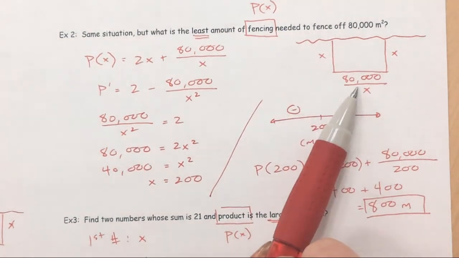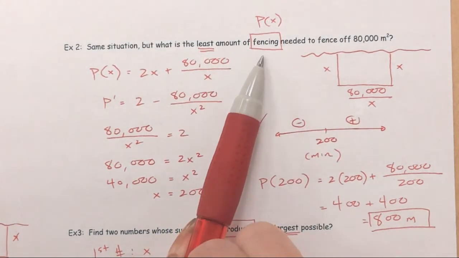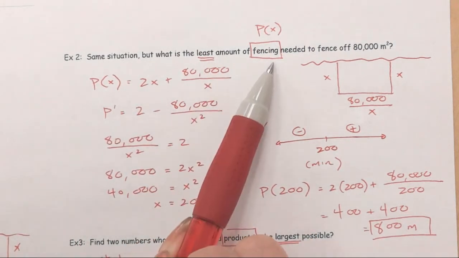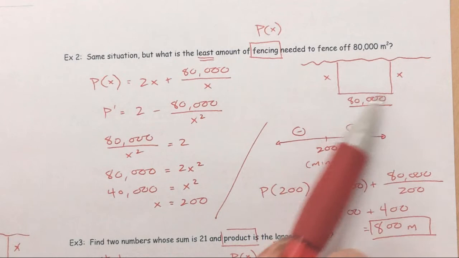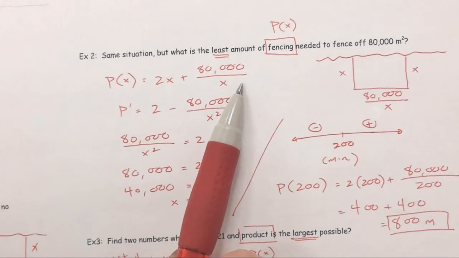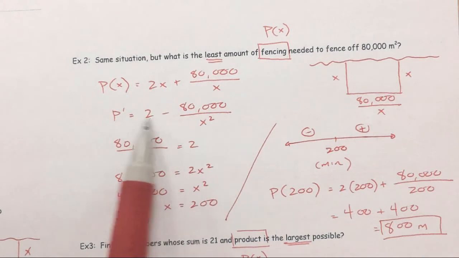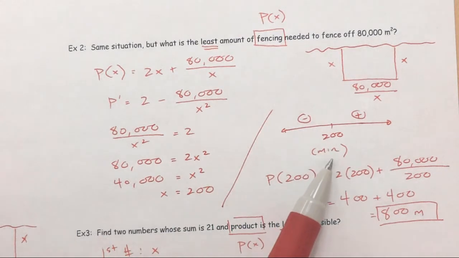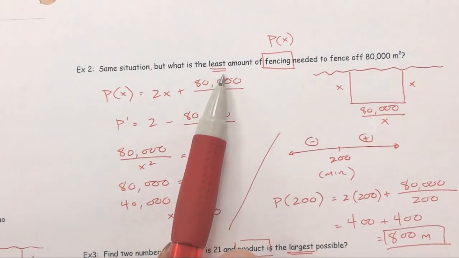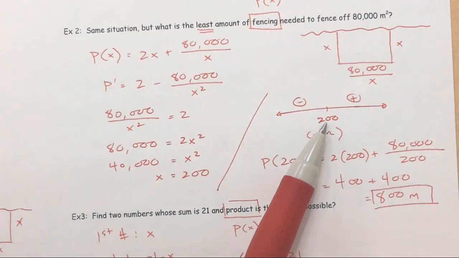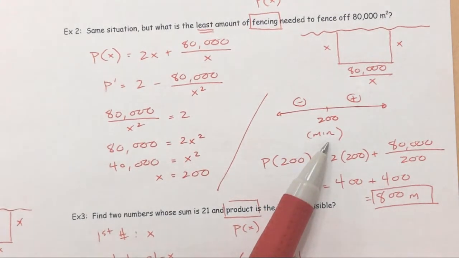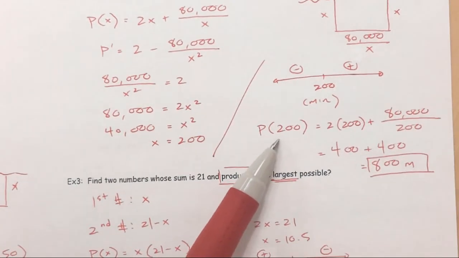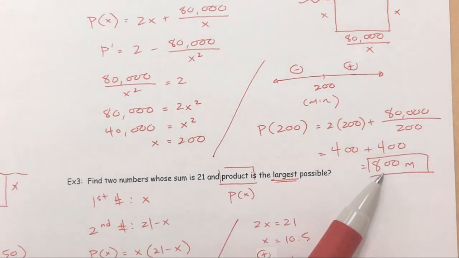Okay, so again, I look back at this and I go, okay, I need perimeter. So the perimeter equation is going to be these 2 plus this. So 2x plus that. You find the derivative. You set it equal to 0. You solve for x. You check on a number line that it's actually a minimum, because that's what you want. You want a least. You want a minimum. And then since it is a minimum, then I go ahead and plug it in, and it says, what is the least amount of fencing? Plug it into my perimeter equation, and my least amount is 800.